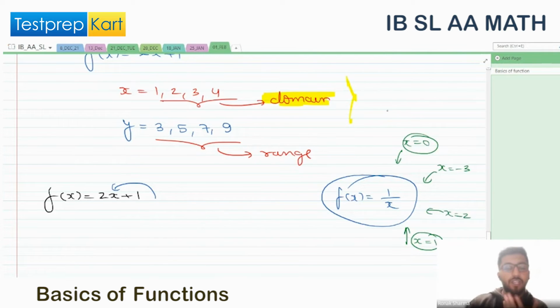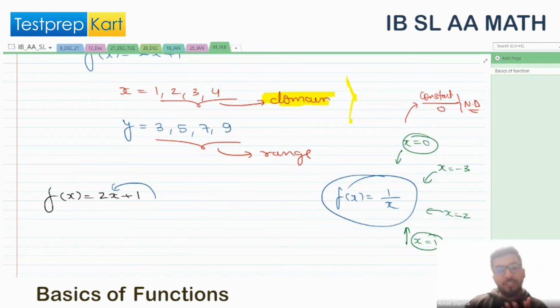No, because for any rational function or any fraction, we know that the denominator should not be 0. Or we should know that any constant value divided by 0 is said to be what? Not defined in maths, right? So, we should not put x equal to 0, else it will make the function not defined. Getting my point that some values of x can create a problem for the function?